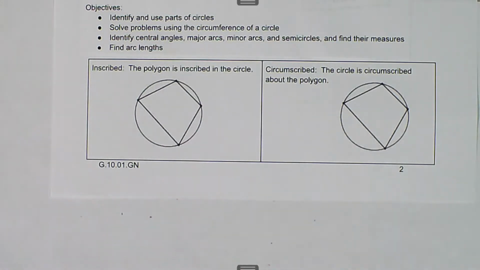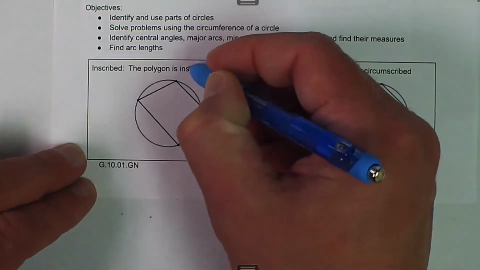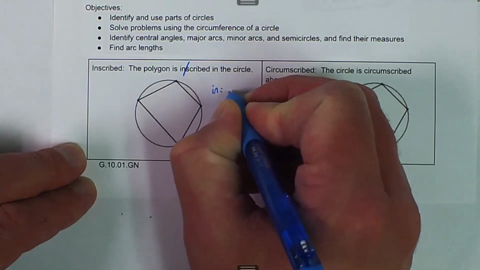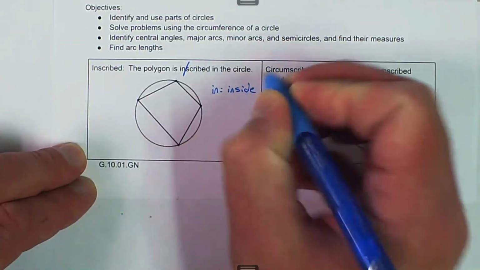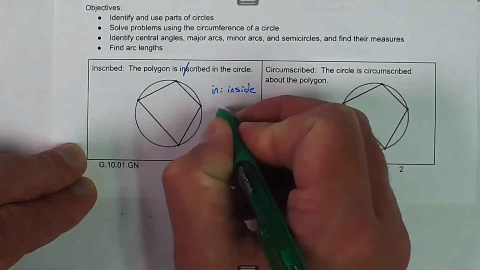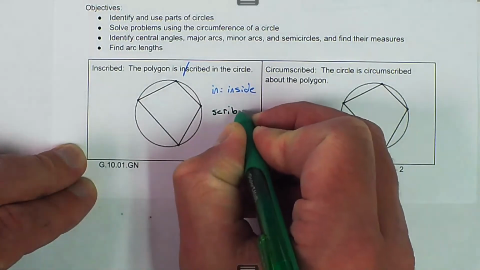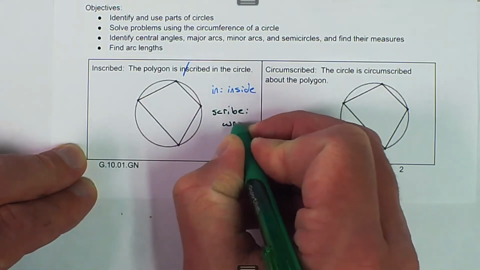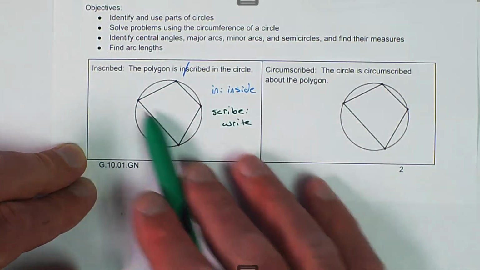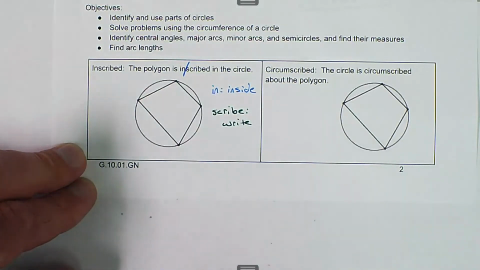So we have inscribed, and the polygon is inscribed in the circle. So inscribed, we can cut this word into two parts right here, where "in" is inside, and "scribed" or "scribe" meaning to write. So the polygon is inscribed in the circle, or it's written inside the circle.